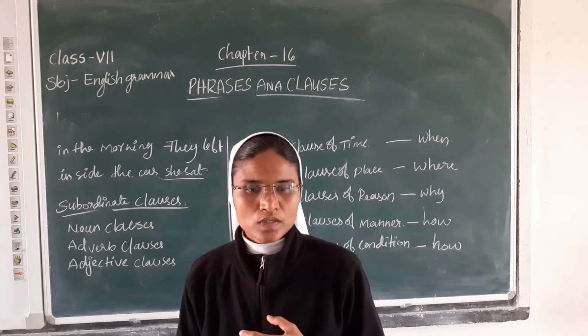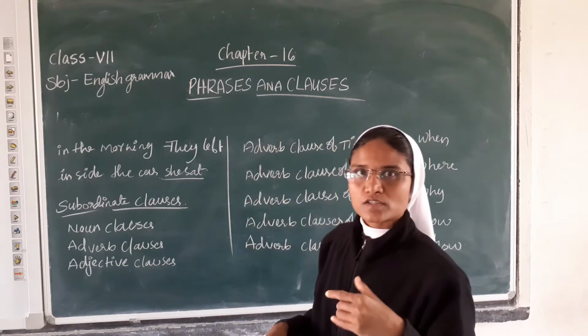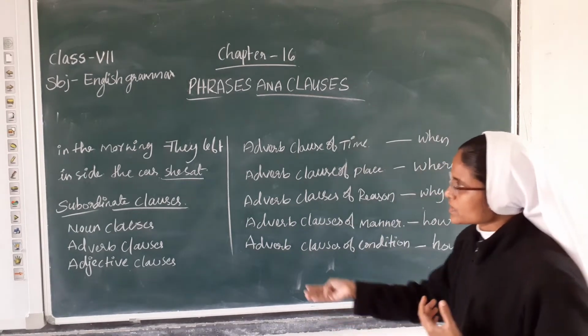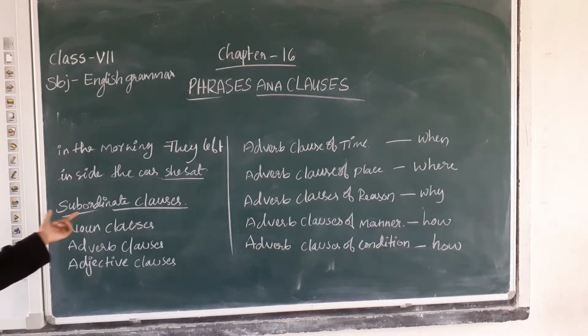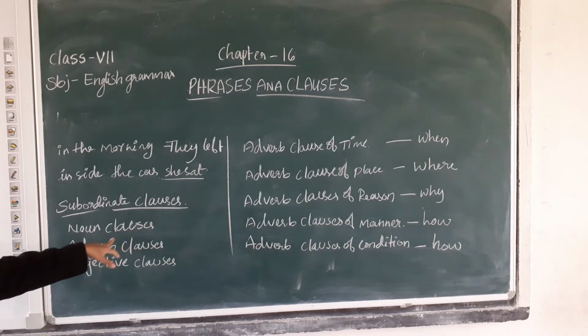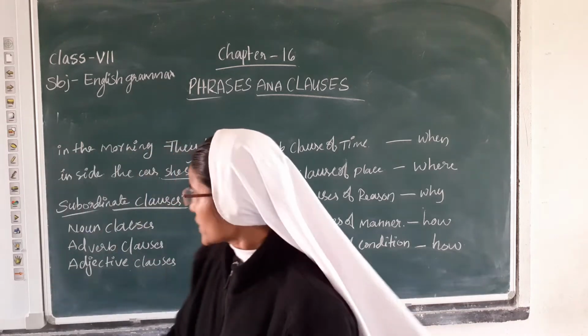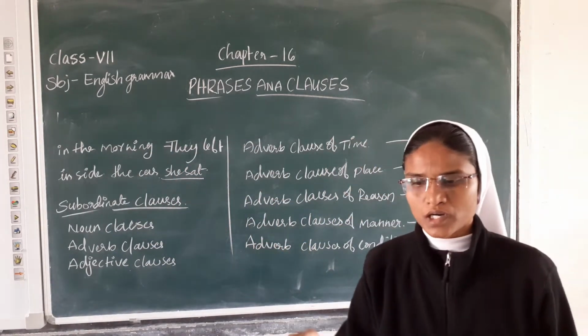When we go into subordinate clauses, you can see there are three types of subordinate clauses. So here we are going to learn about subordinate clauses. First one, noun clauses, adverb clauses and adjective clauses.